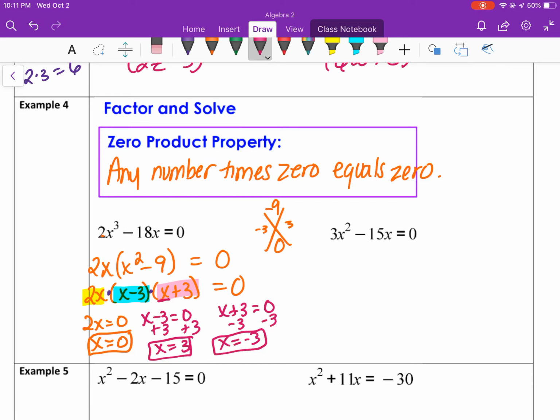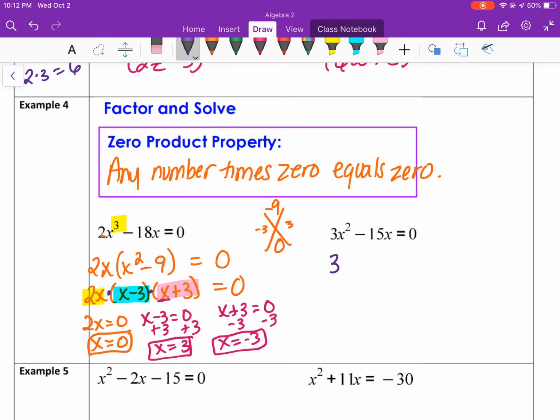So these are my 3 answers. I have a cubic, so I should have 3 answers. X equals 0, 3, and -3 there. So basically what you do is you factor it, and then you set each factor equal to 0 and solve for each individual piece. So let's try another one with greatest common factor.